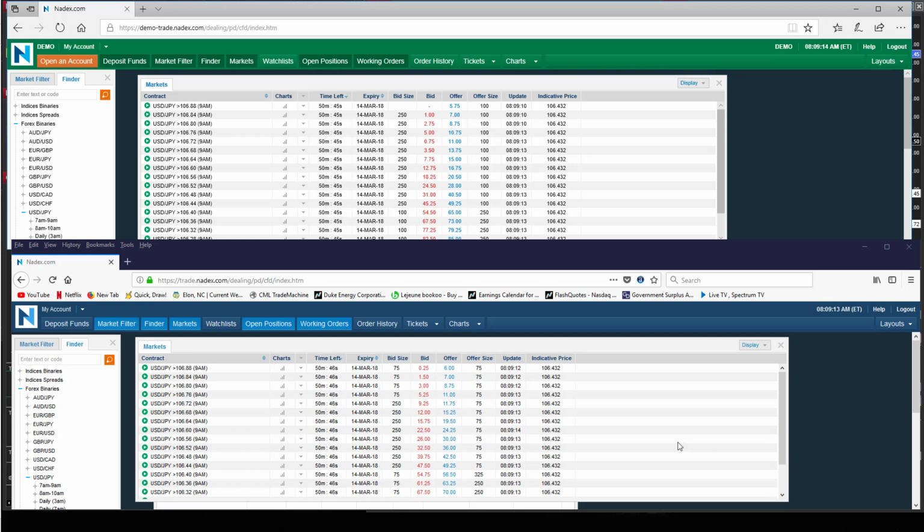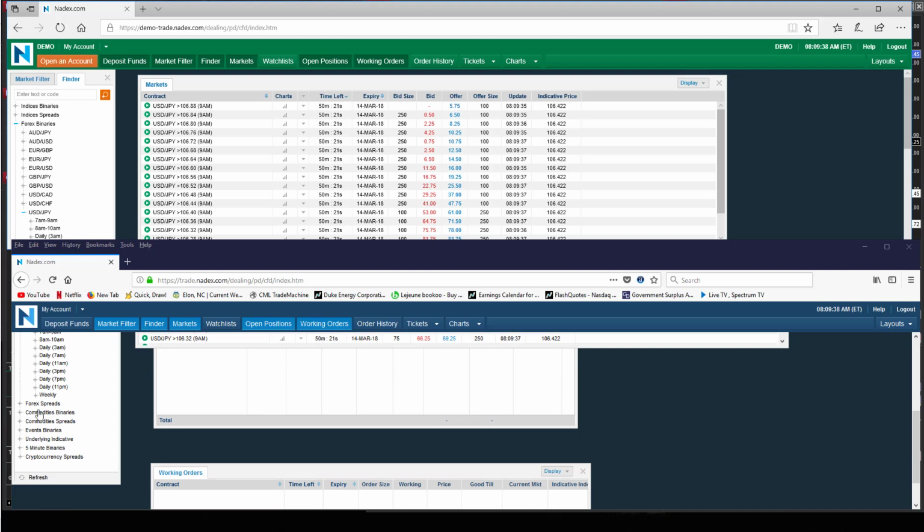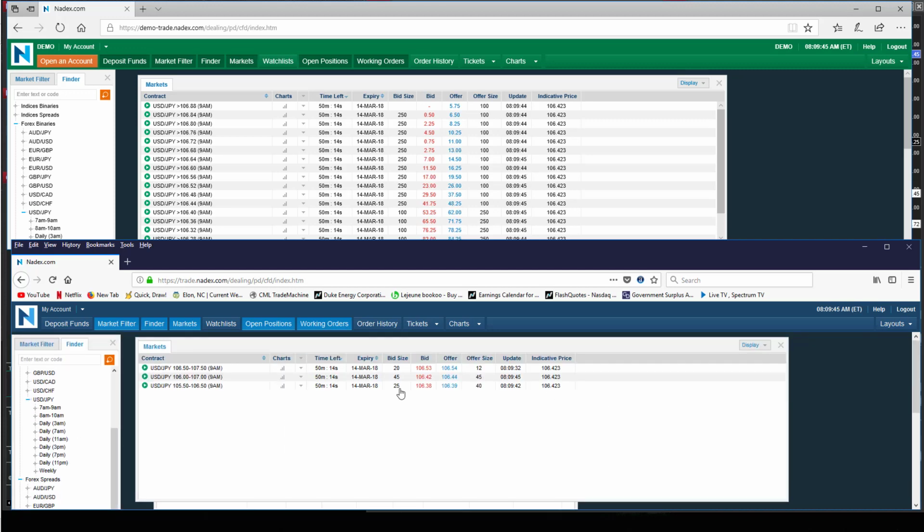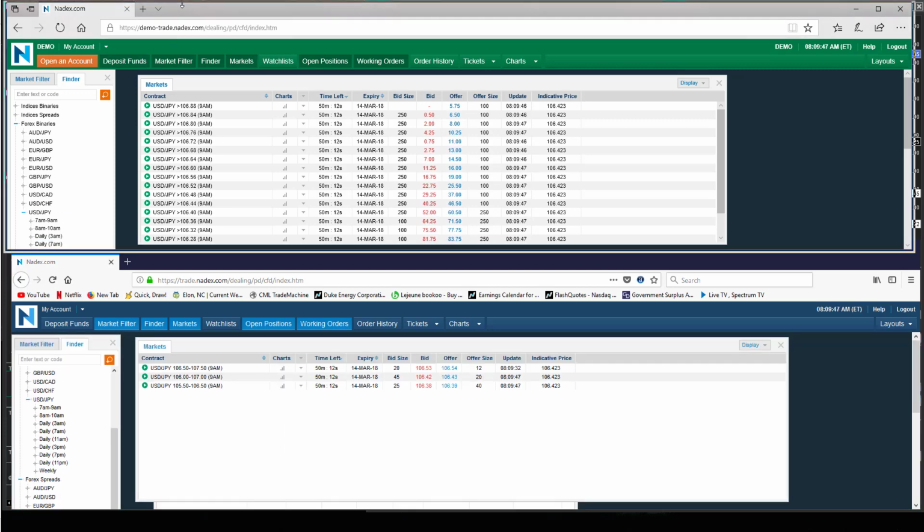Now, this is where you need to shop around on your binaries, or you just wait and let it come to you, okay? Sometimes this number, especially because this one has only 50 minutes left, will come back to you, and that's what you want to wait on. The other thing is you can look at the spreads, because they don't do it as much on the spreads as they do on the binaries, okay?